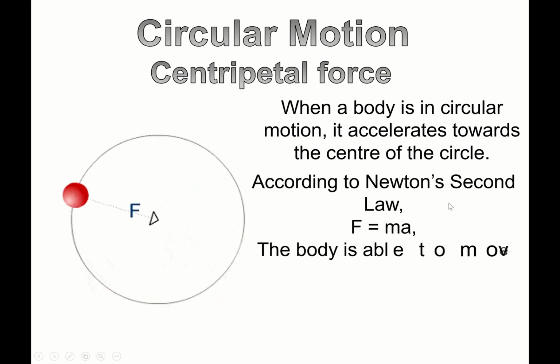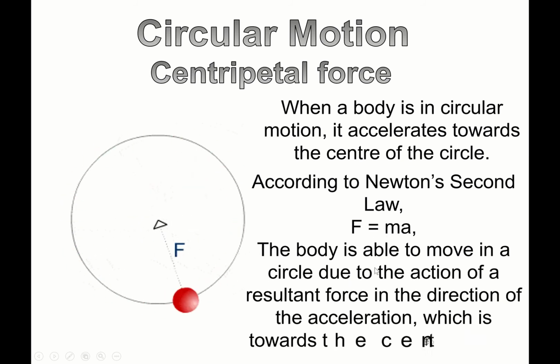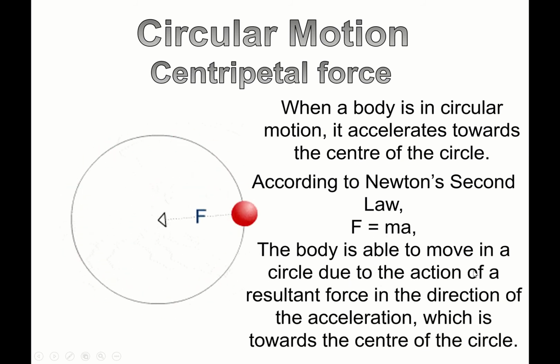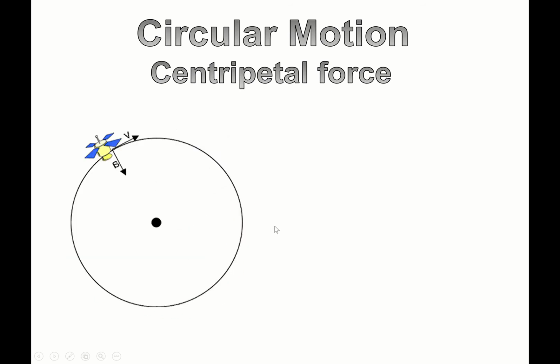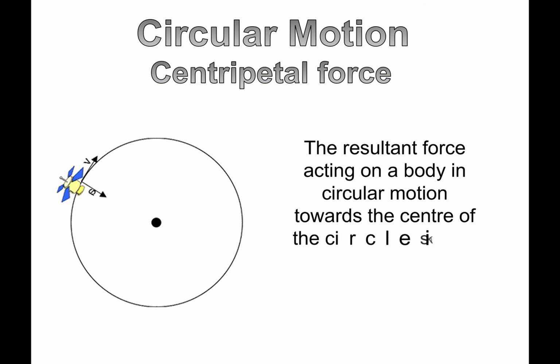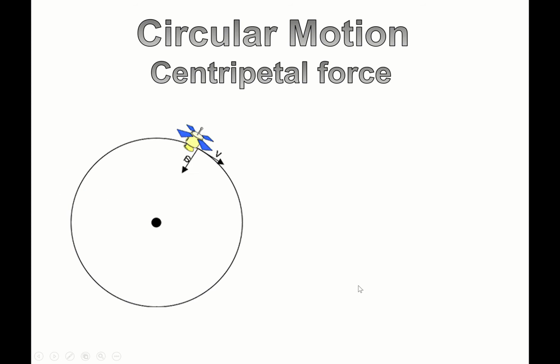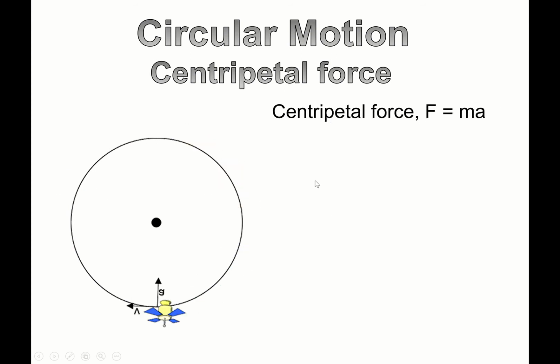According to Newton's second law, F equals ma, the body is able to move in a circle due to the action of the resultant force in the direction of the acceleration, which is towards the center of the circle. The resultant force acting on a body in circular motion towards the center of the circle is known as the centripetal force. Centripetal force F equals ma.